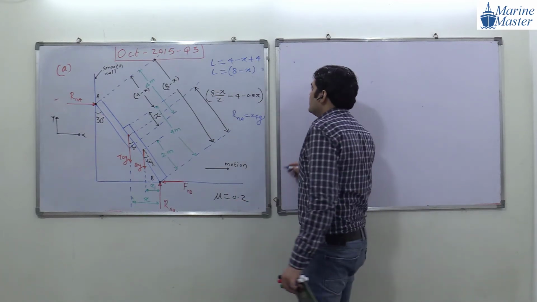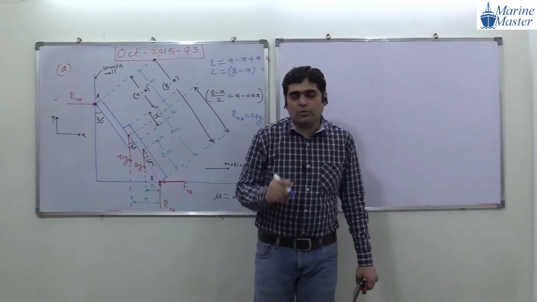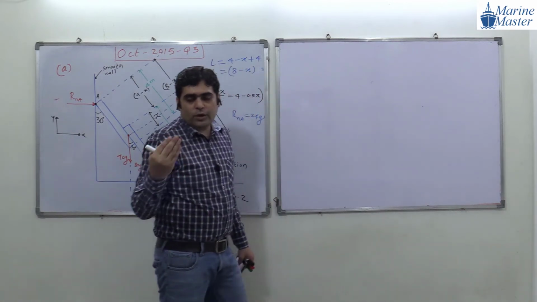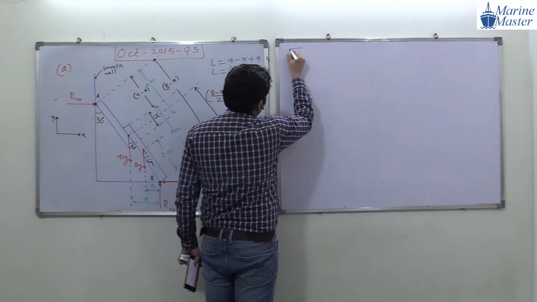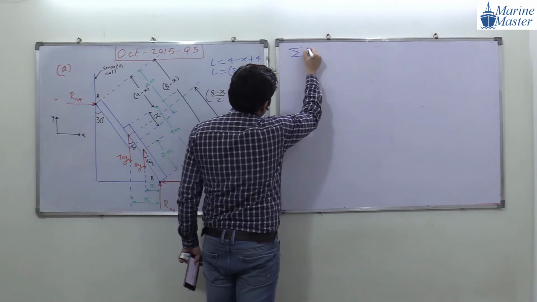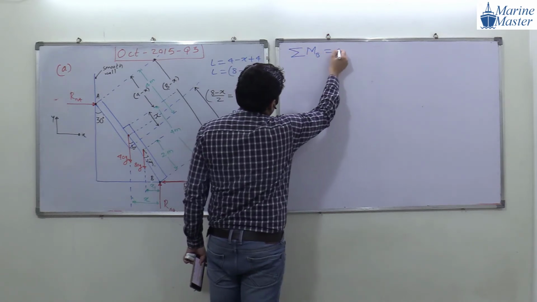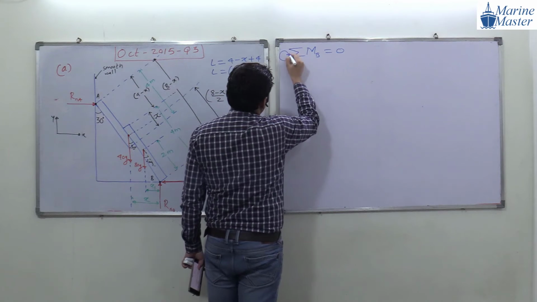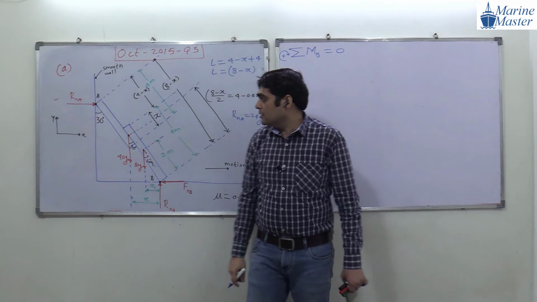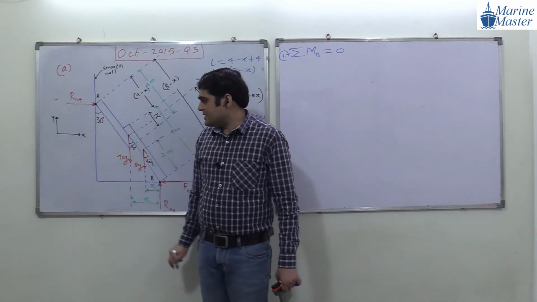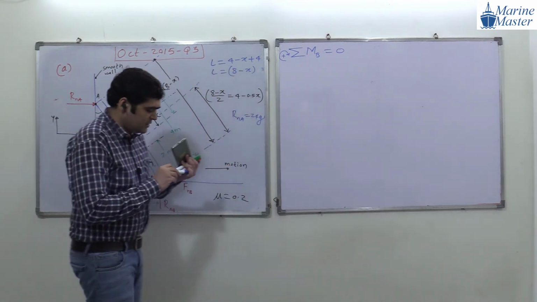So here we are going to take a moment about which point? Summation of moment about point B equals 0, taking clockwise as positive. Okay, so we will start with RNA first of all. Everyone, I have not added one distance in this drawing.